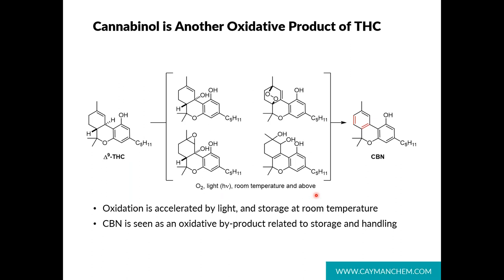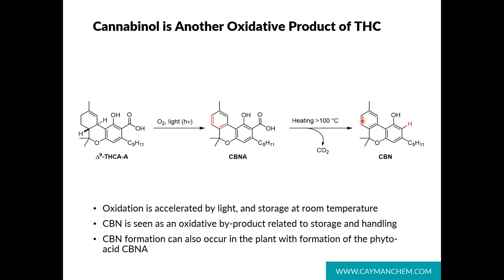What is known is that under prolonged exposure to oxygen, light, and high temperatures, the aromatization reaction accelerates. In addition to the isolated extracts, this degradation can actually occur in the harvested plant material, with delta-9 THCA providing CBNA, which upon decarboxylation provides the CBN. As CBN is often considered an isolation artifact, handling and storage are very important for minimizing and avoiding this degradation.